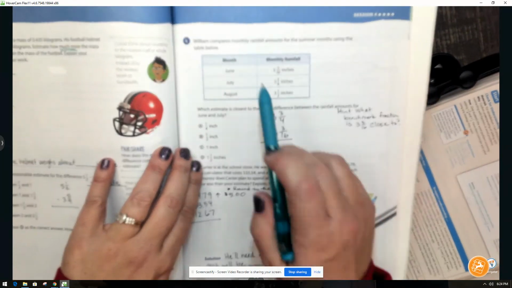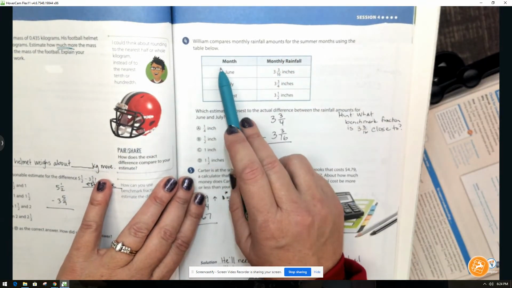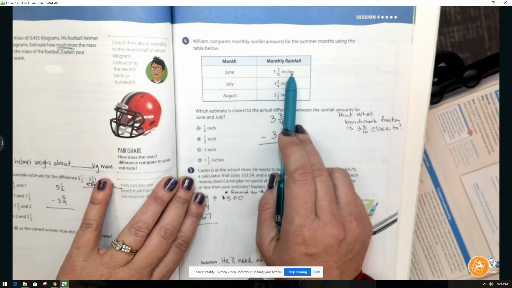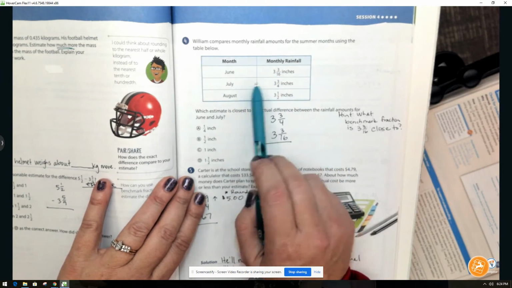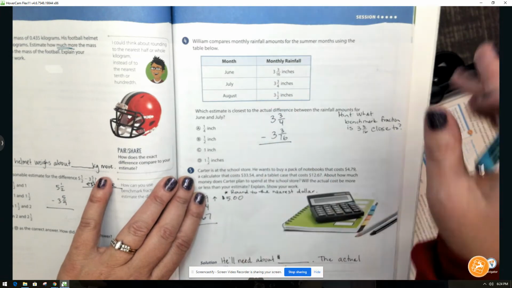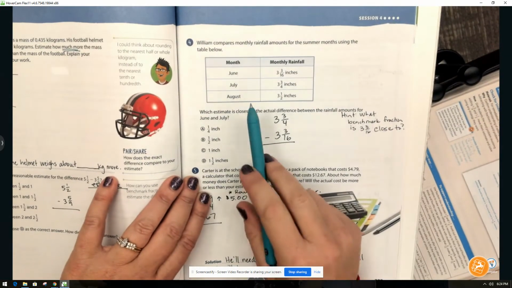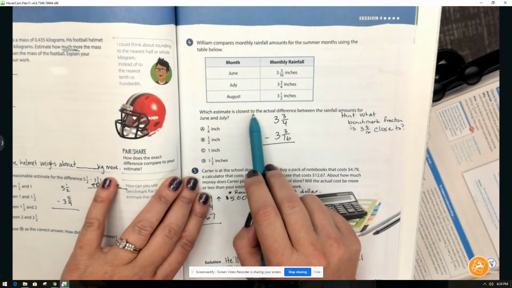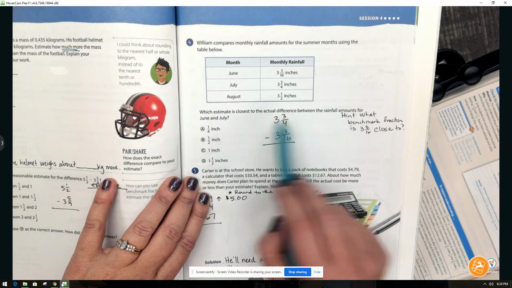For number 4, William compares the monthly rainfall amounts for the summer months using the table below. In June, it was 3 3/16 inches. In July, 3 3/4 inches. And then in August, 3.5 inches. So which estimate is closest to the actual difference between the rainfall amounts for June and July?